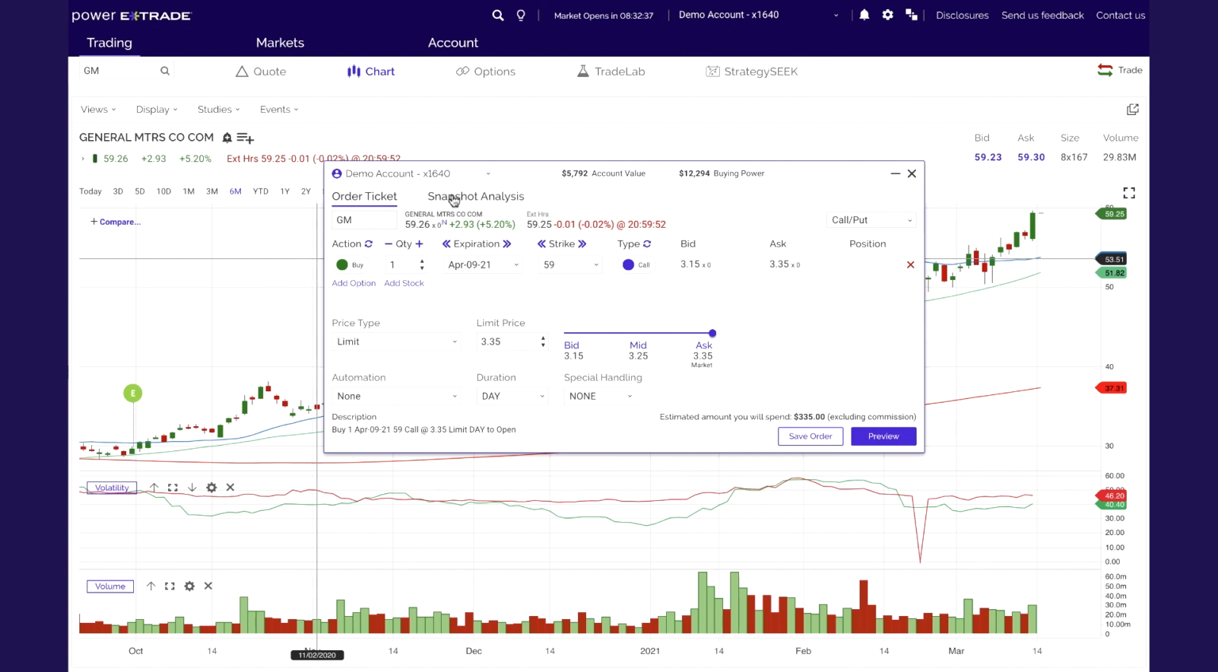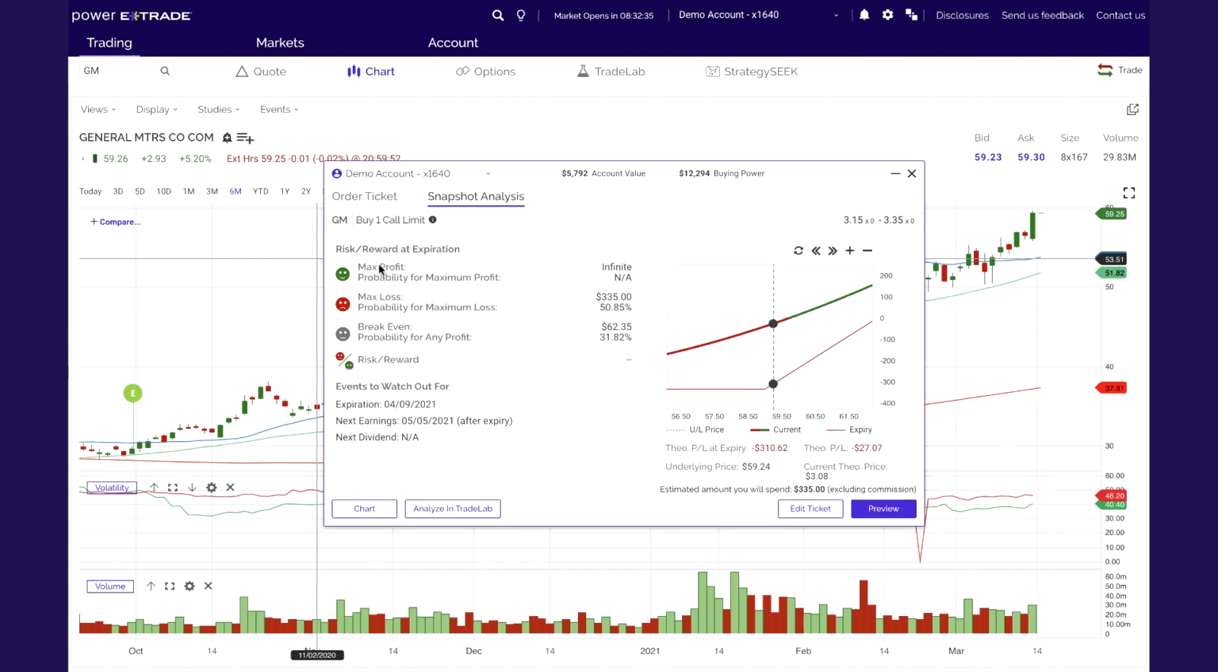at the snapshot analysis and how it's changed. You can see that now it indicates that my maximum profit is going to be infinite, just like with the stock, but also it shows my maximum loss of $335, the cost of this 1 contract. It also indicates a probability of maximum loss just under 51%. It also indicates that I've got a break-even point of 62.35 and just under a 32% chance of achieving that.